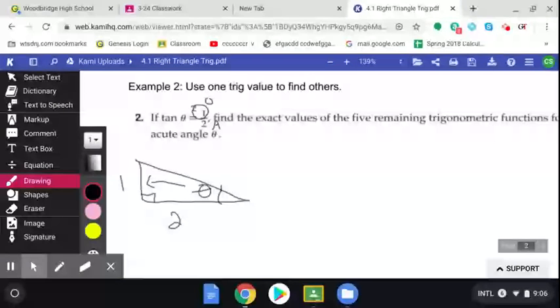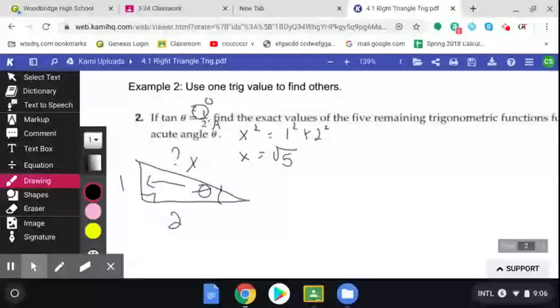Now, you should remember that you can find the third side of a right triangle by using Pythagorean theorem. So to find this side here, I can say that x squared has to be equal to 1 squared plus 2 squared, which means x has to be square root of 5. Okay?